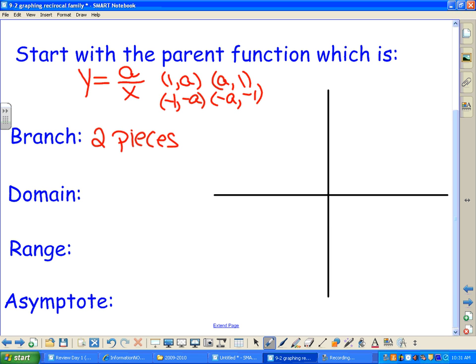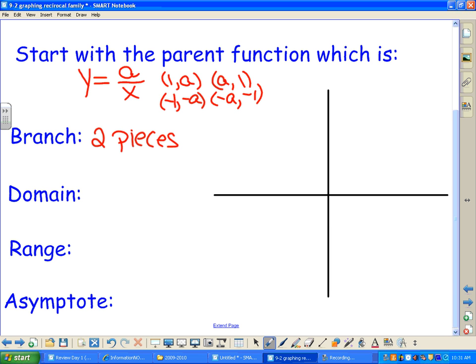Any ideas what else could possibly happen to that, if there maybe were a negative in front of that a? What about your branches then? Matt, what were you thinking? Okay, so instead of being in quadrants 1 and 3, it might be in quadrants 2 and 4. So that's a possibility too.